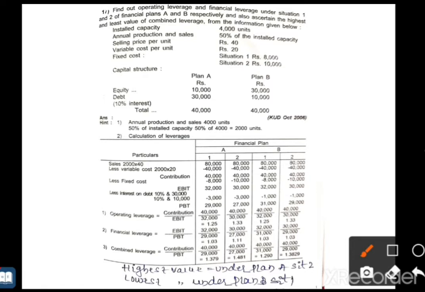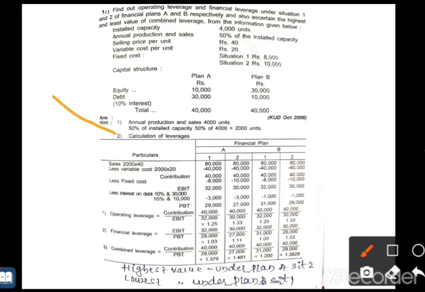Okay, but most important is that before calculating the three leverages we need hidden information, for example contribution, EBIT, PBT. These are very important to simplify the leverage formula. But the tricky thing is that they have given two plans. According to the plans we have to make a proper table, and once we create the proper table, we can easily calculate the leverages. Yes, take it as the solution.